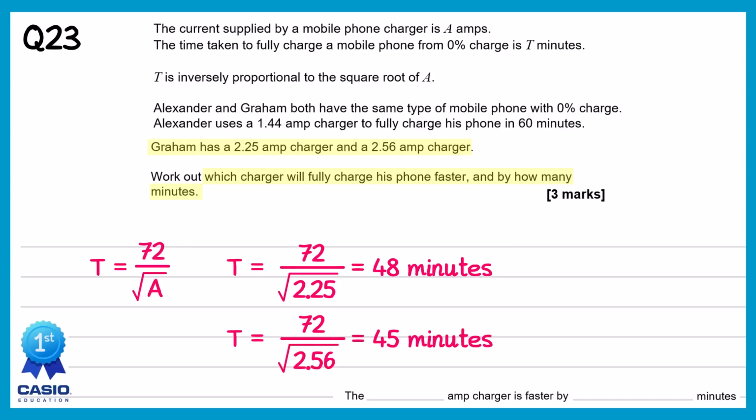So we can see that the second one charges faster, and to find out by how much, we'll just subtract the times. So the answer is the 2.56 amp charger charges faster by 3 minutes.